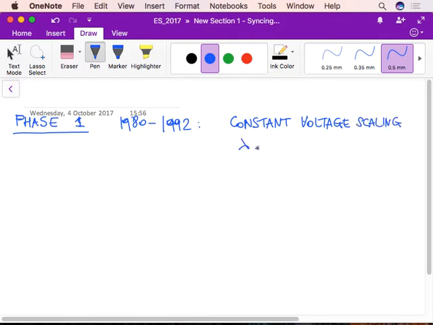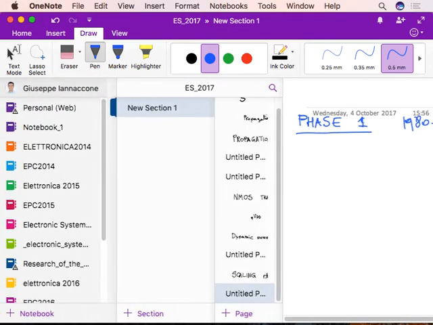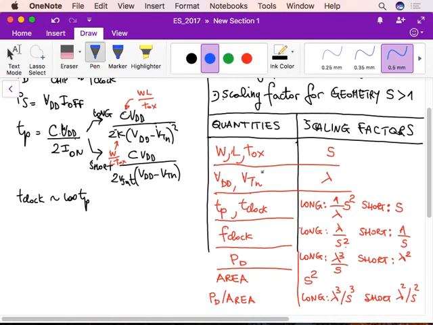So lambda is equal to 1, which means that VDD is kept at 5 volts, and S is larger than 1. There was a scaling only of the geometrical dimensions. Okay? What is the effect of this scaling? You should look at these quantities.